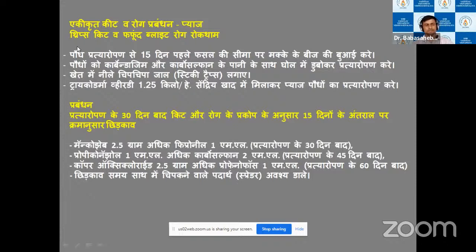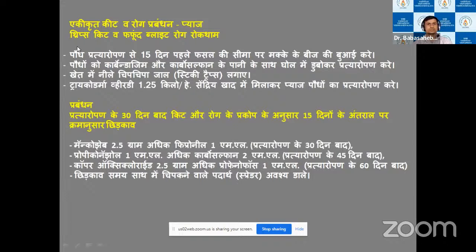So this is gummy stem blight, that is gummosis. We can say this is gummosis caused by Phytophthora or other fungi. This is important in the cucurbits. It can be minimized by crop rotation, using disease-free seeds, then carbendazim 3 gram per kg of seed. Seed treatment is very important.